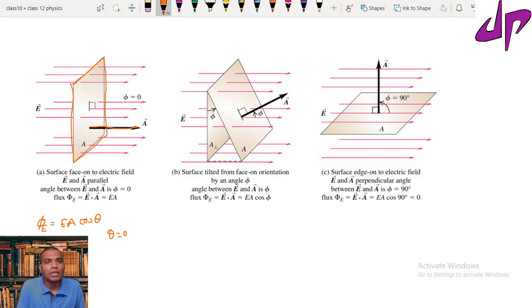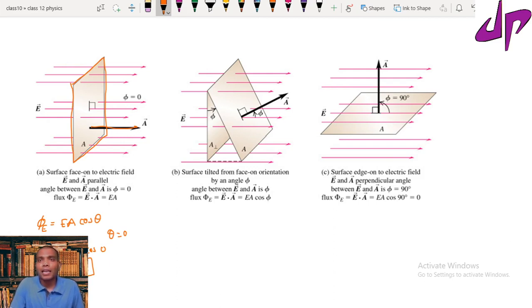So therefore, E A cos 0. So flux φE equals E times A. In this case, the surface is parallel to the electric field lines. Coming to this case for better understanding.